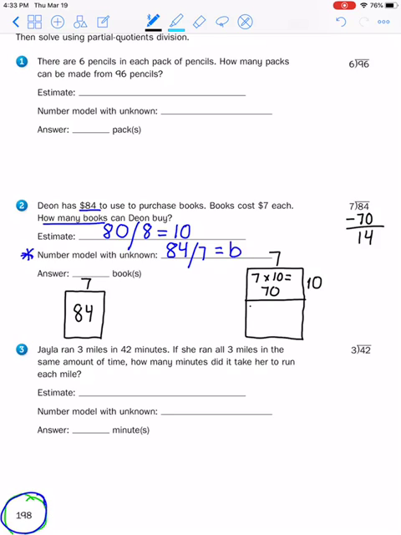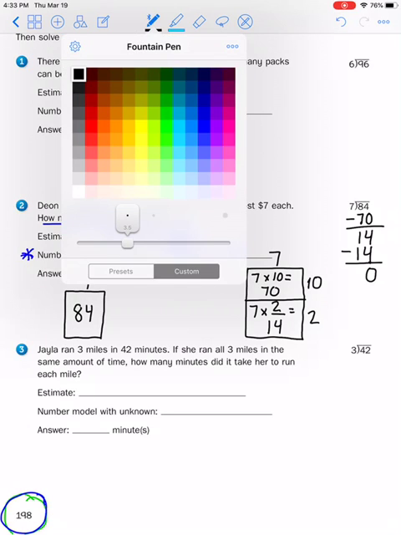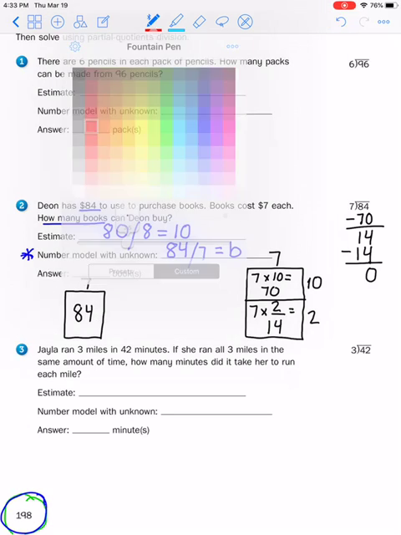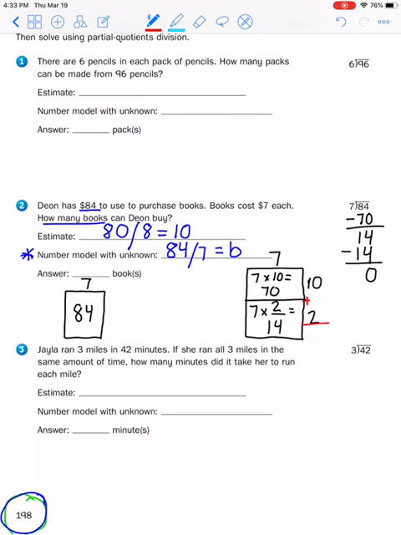Now you have to think, what times 7 could give you 14? Because I know that 14 is a multiple of 7. And I know that 7 times 2 is 14. So I spent all my money. I have no remainder. And 7 times 2 is 14. So what you're going to do now is add those together, and you get 12. So he was able to buy 12 books with that $84 with zero money left over.